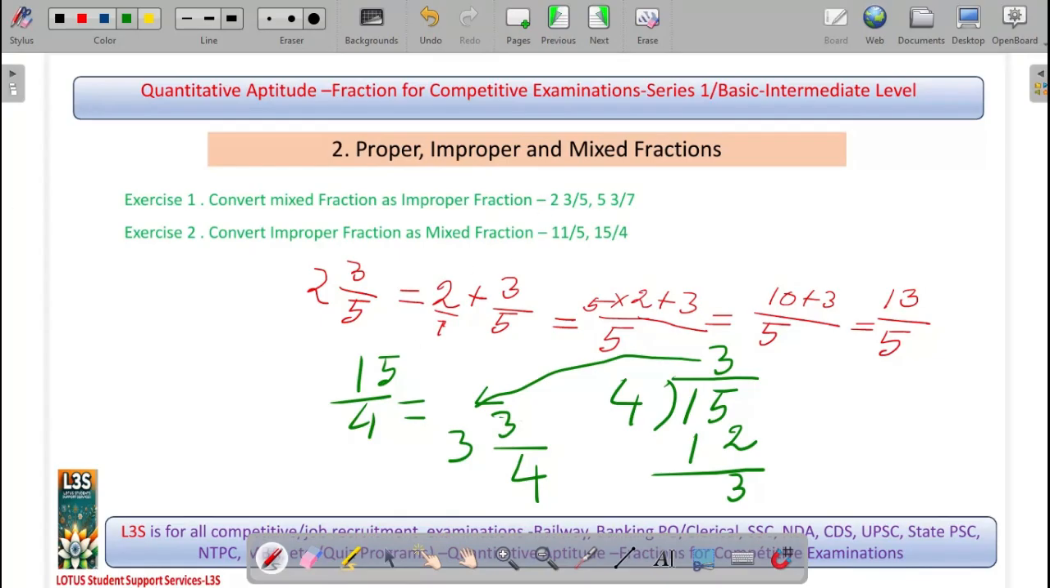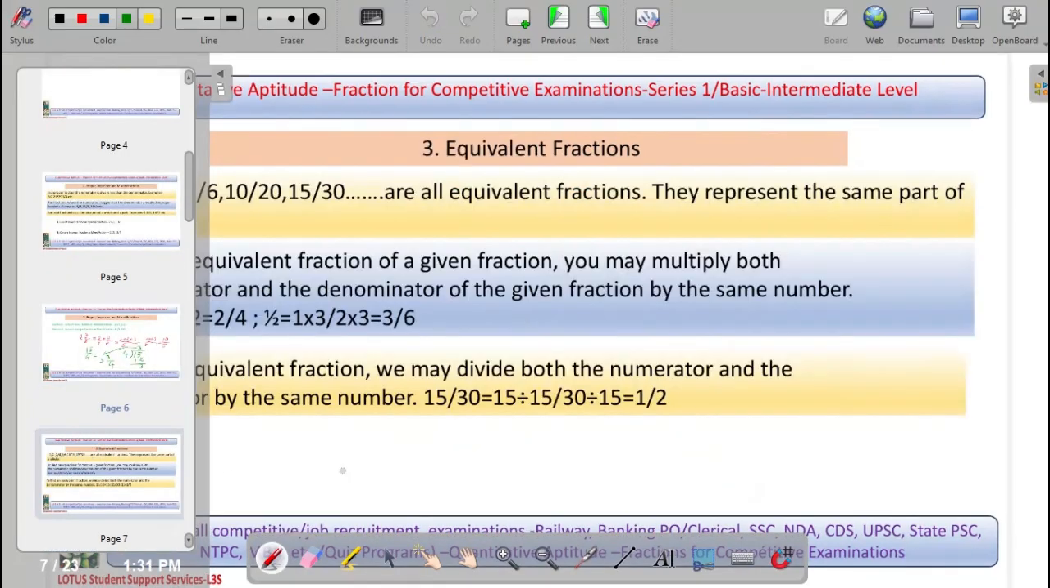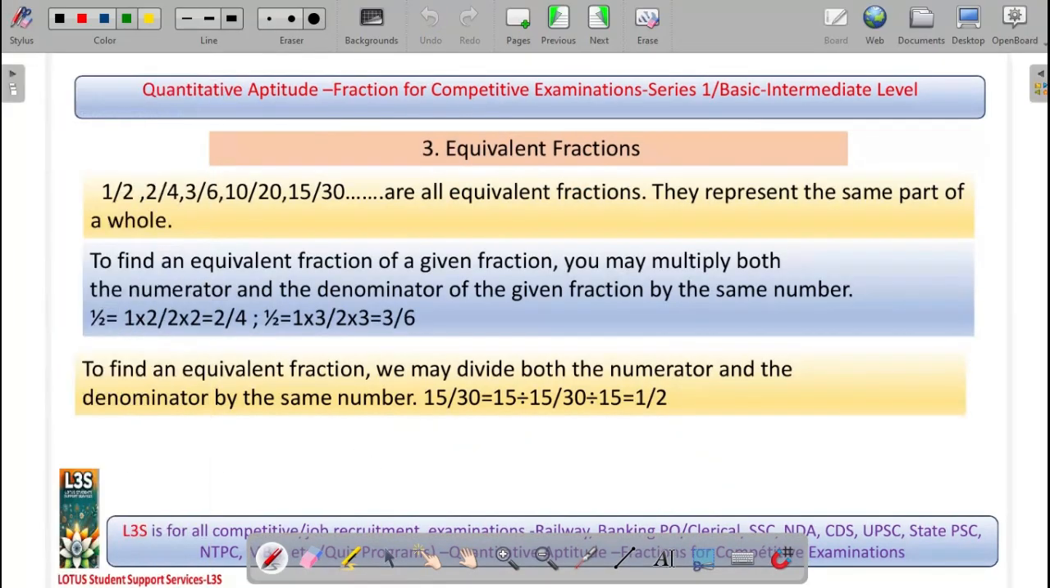So let's move to the next one. Equivalent fractions. 1 by 2, 2 by 4, 3 by 6, 10 by 20, 15 by 30, etc. are all equivalent fractions because they represent the same part of a whole. 1 by 2 is a half. Then 2 by 4, if we simplify, we'll get 1 by 2 again.